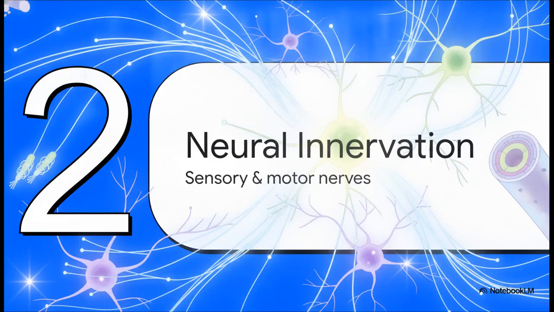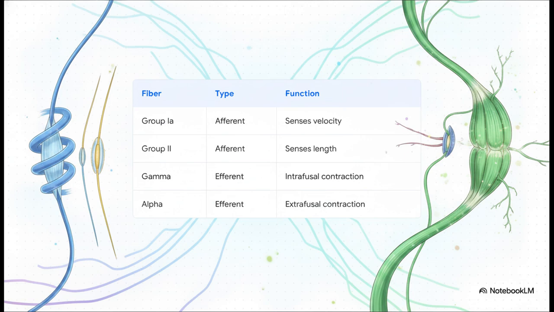Section 2. Sensory and motor innervation. Now that we have the anatomical hardware down, let's map out the neural cables wiring these spindles directly into the central nervous system. Notice the clear division of labor here, which is super high yield for your exams. For the sensory, afferent signals coming in, Group 1A fibers are your massive, fast-conducting cables wrapping around the center of the spindle. They sense dynamic stretch velocity. Group 2 fibers handle the continuous, static length.